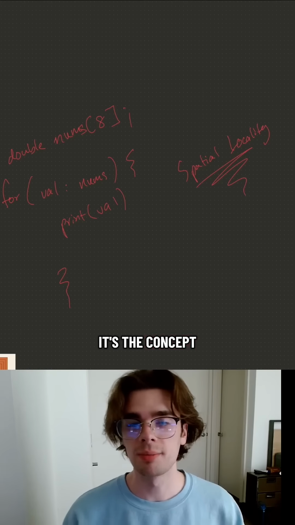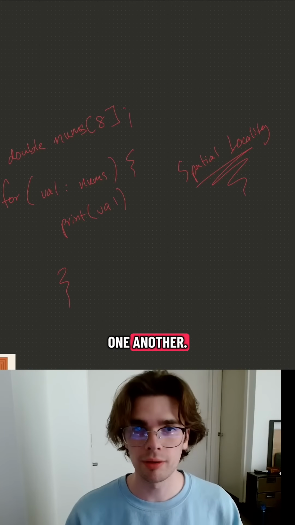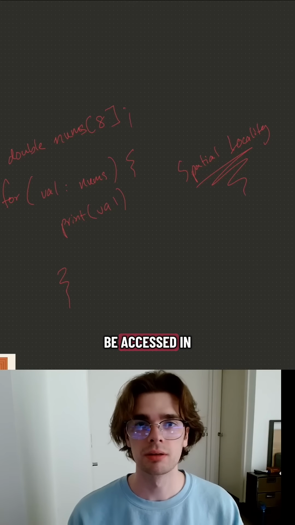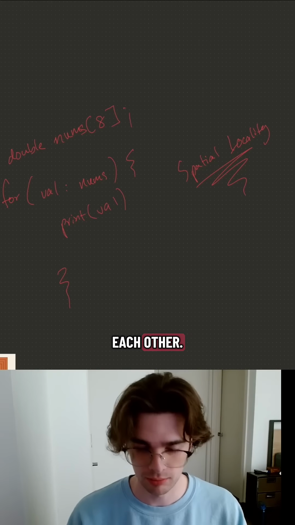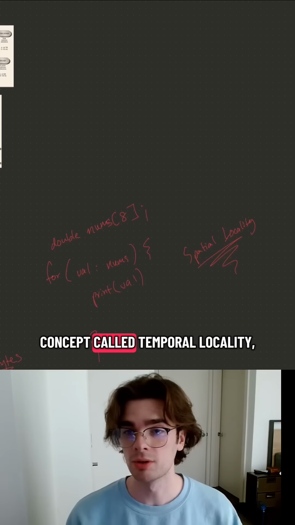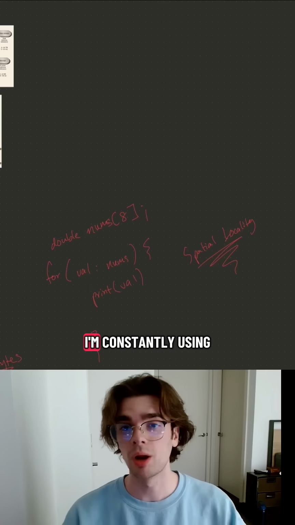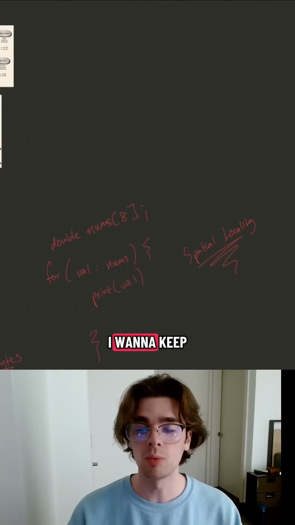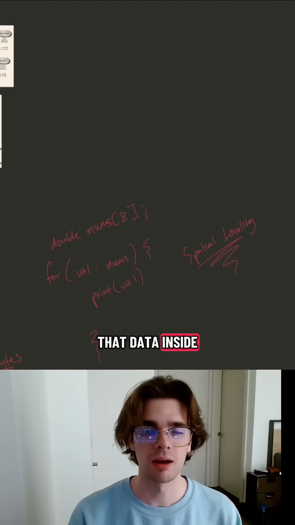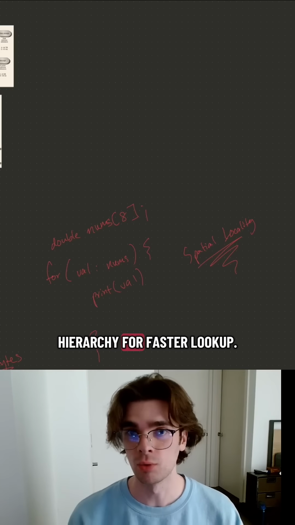It's the concept that data that is close to one another is going to be accessed in times close to each other. And there's another concept called temporal locality, which is when I'm constantly using a piece of data, I want to keep that data inside of my cache hierarchy for faster lookup.